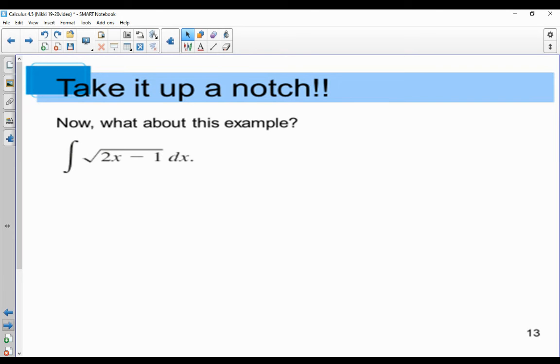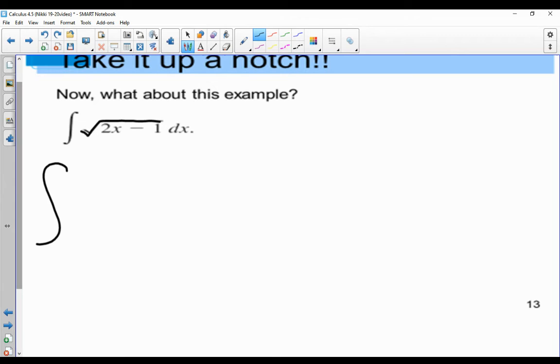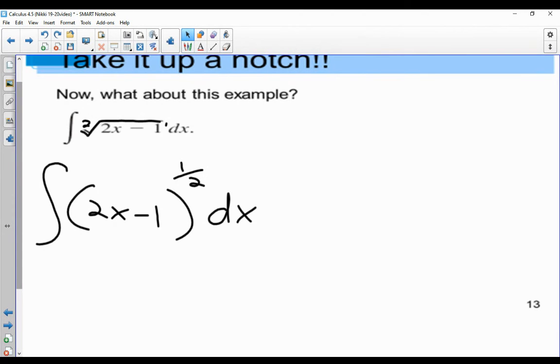Now let's take it up a notch. What about this example? Well, you learned from the previous example that I can rewrite this square root to make it easier. So, integral, I'm going to rewrite this as parentheses, power 1/2, root of 2, power of 1. And on the inside, we'll have 2x minus 1, and then we'll have dx. Okay, so trying to find the antiderivative of this doesn't look pretty.